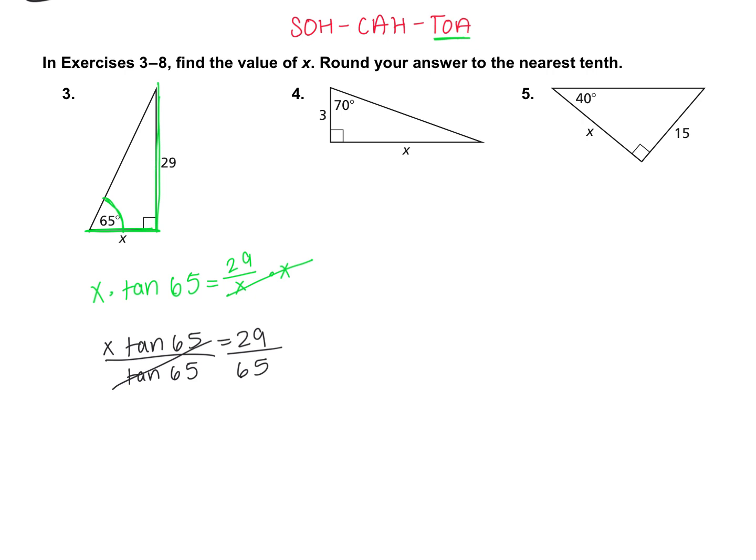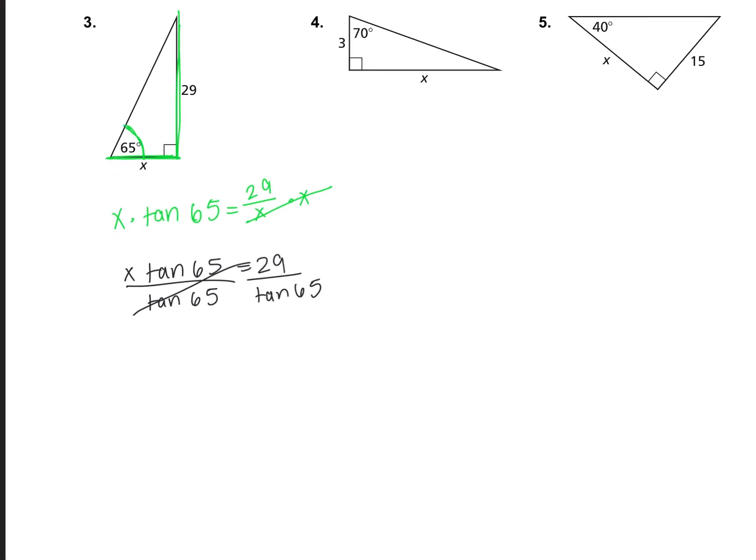So just kind of showing you the work on why we're dividing it. All right, so all you're plugging into the calculator is 29 divided by tan 65. And if you plug that in correctly, your answer is going to be 13.5 for this one. So x equals 13.5.